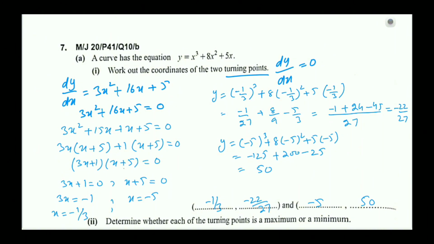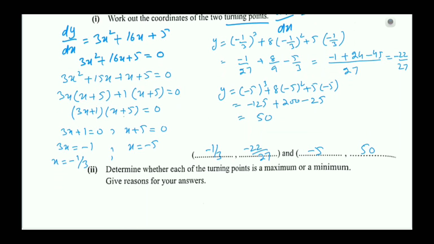So the method is the same that we have to do to find the coordinates of two turning points. This is a very important question. Mostly this question comes. So to find the coordinates of two turning points, we have to find dy over dx, and set it equal to 0, and then we will differentiate and factorize. After factorization we will get two values of x, and then we will put these values in the original equation of y, and we will get the two values of y. These will be the coordinates of the turning points or stationary points.